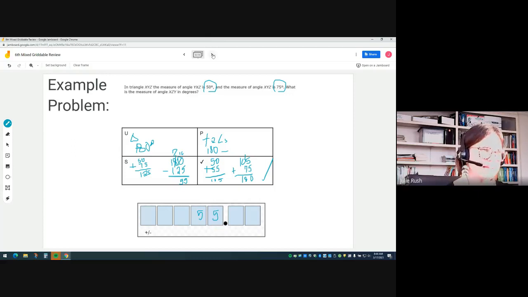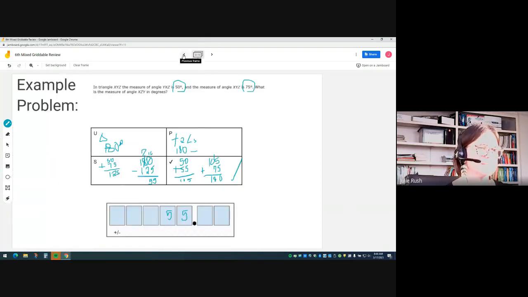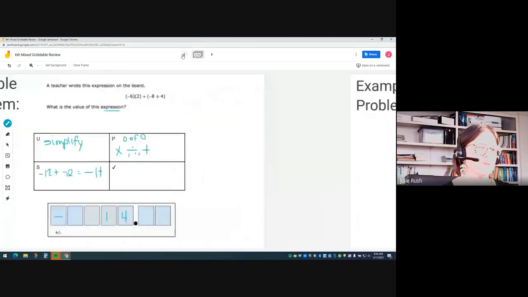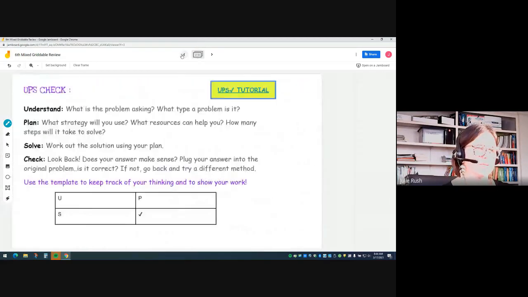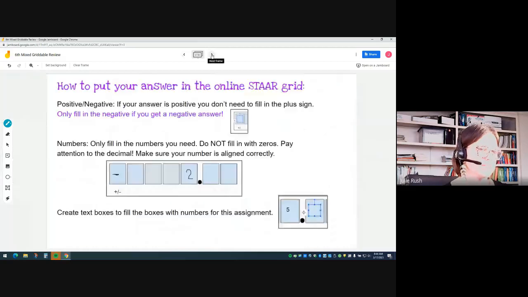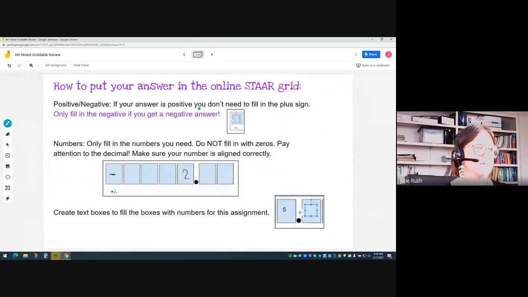I think that was our last problem in the lesson. Yep, it was. So again, remember, grid carefully, understand your problem, use your solving methods, but do not skip the griddables because I promise you, you'll be successful. Good luck on your test and just get a good night's sleep and eat a good breakfast and just take your time and do your best.